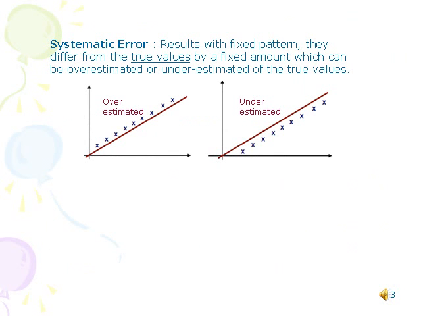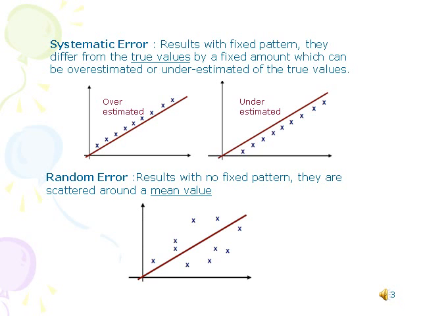We have 2 types of error. One is called systematic error and the other is called random error. What is systematic error? The error created by the system or equipment usually differs from the true values, or what we call exact values. It can be overestimated or underestimated. For the random error, from the word random, it means the errors are scattered around the true values.